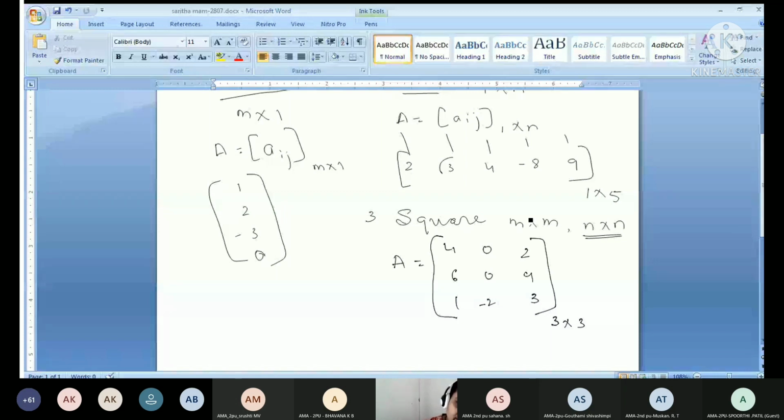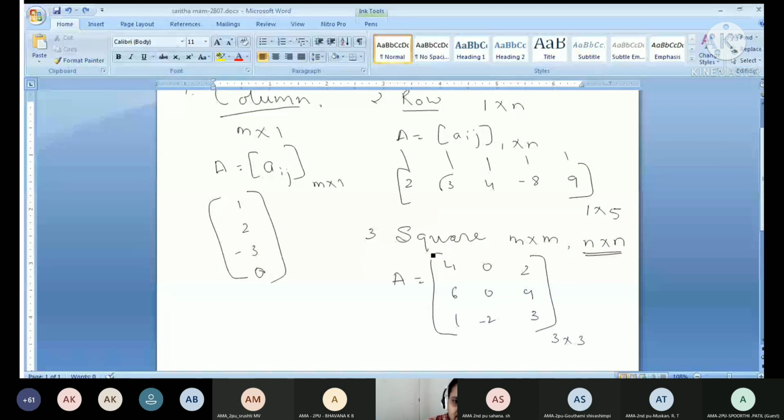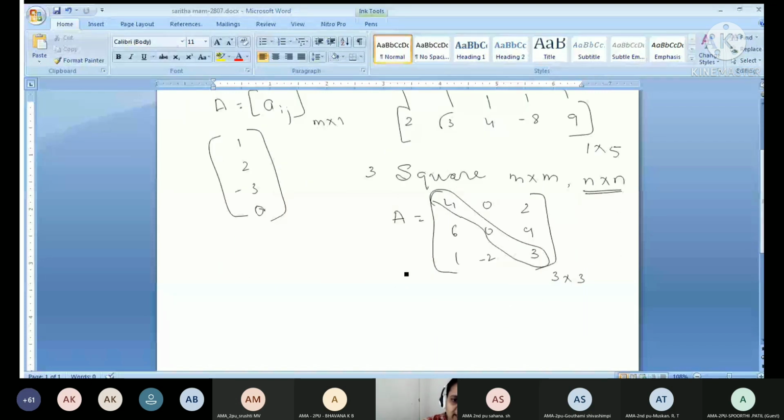After discussing the square matrix, I told you about diagonal elements. What are diagonal elements here? The diagonal elements are 4, 0, 3. These are called diagonal elements. It is very important to identify diagonal elements.